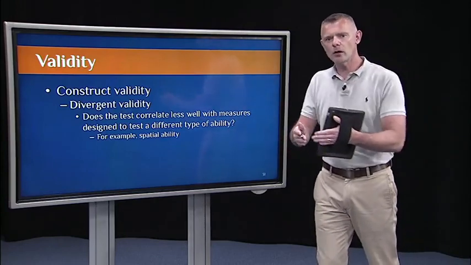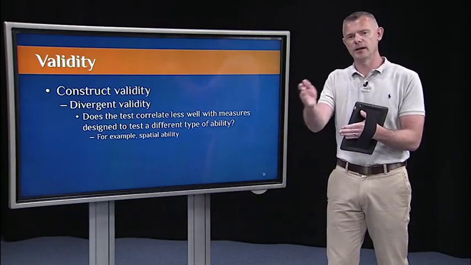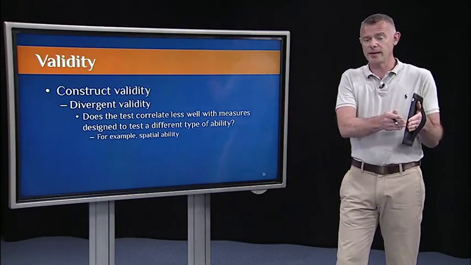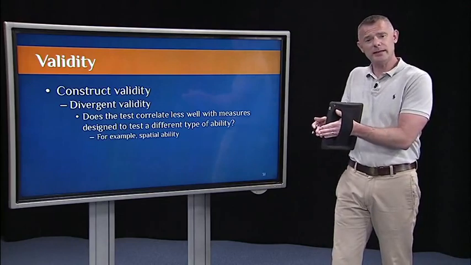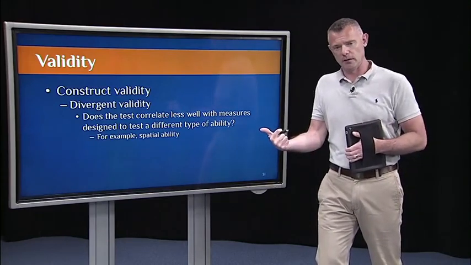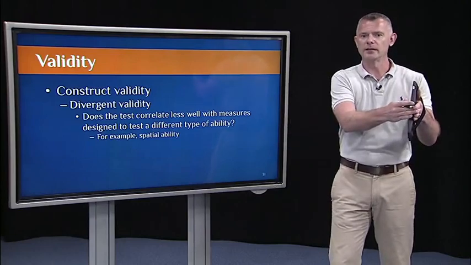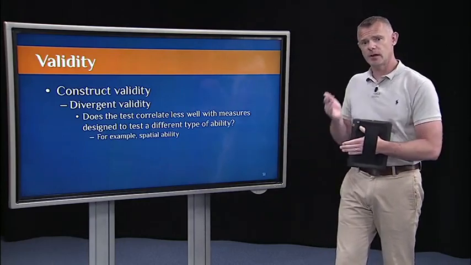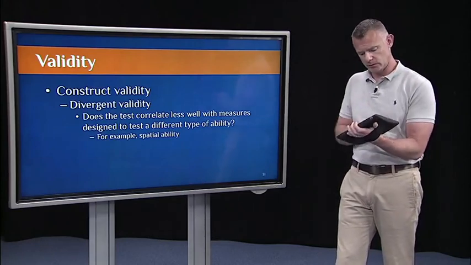So if you see a stronger correlation between the vocabulary test and reading comprehension than you do between the vocabulary test and some measure of spatial ability, for example, that would illustrate some divergent validity. So it's correlating with the things it should and not correlating with the things that it shouldn't. Convergent validity and divergent validity.